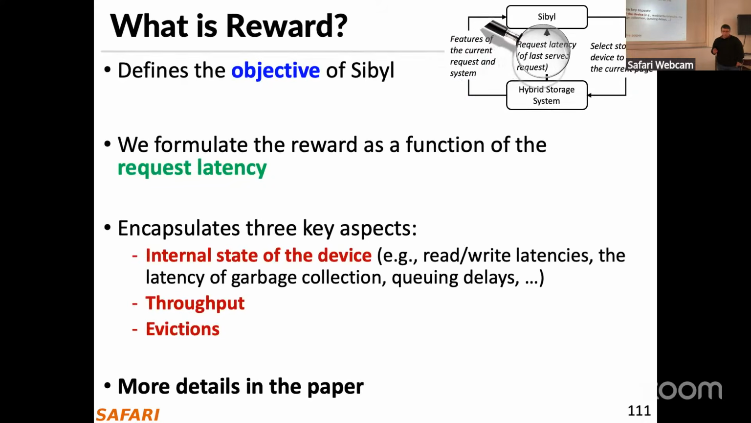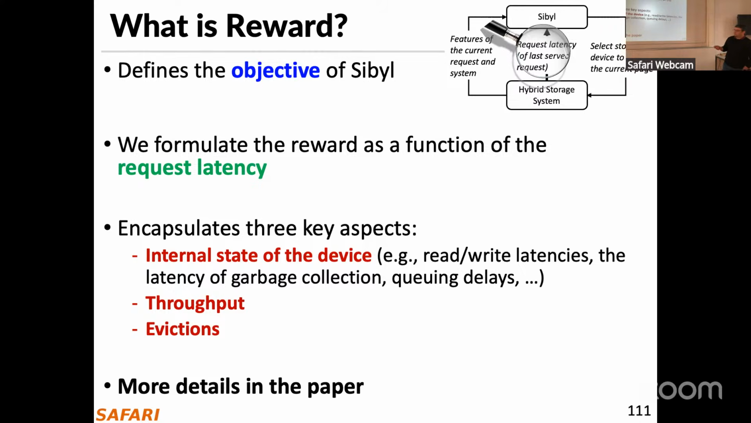Now, the reward is the most important part, which determines the objective of the RL agent. We formulate the reward as a function of the request latency, because that's the metric that we see from the HSS or the storage management layer. The request latency encapsulates three things. One is the internal state of the device. If you have a lot of requests queued up in the system, it accounts for the queuing delays. If there is garbage collection happening, you get the latency of that. You experience the latency increase when there are variations happening in the system. Then you have evictions, which are also considered in the latency.